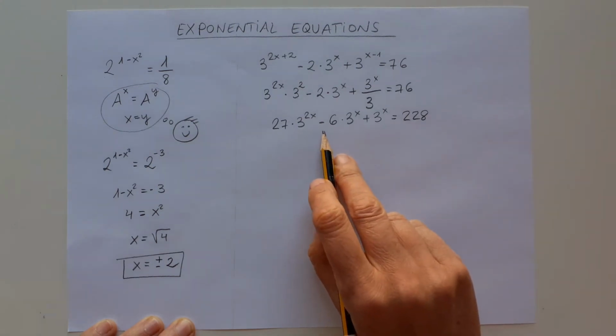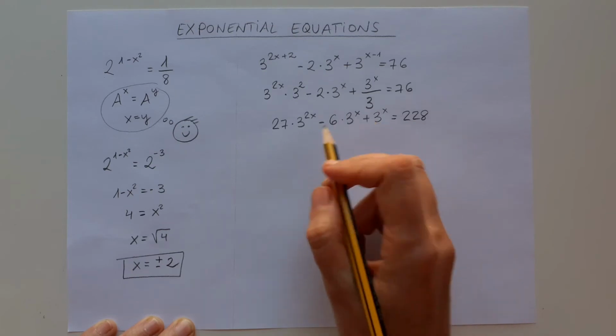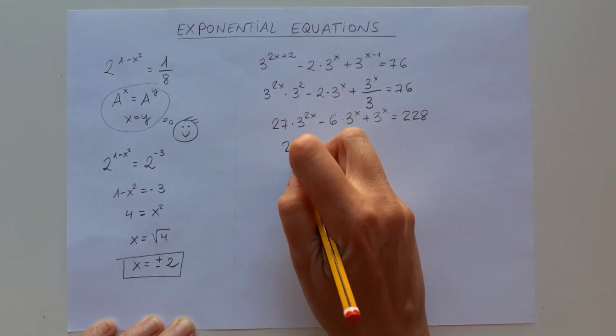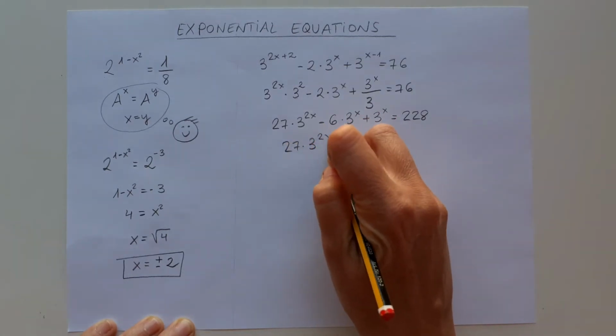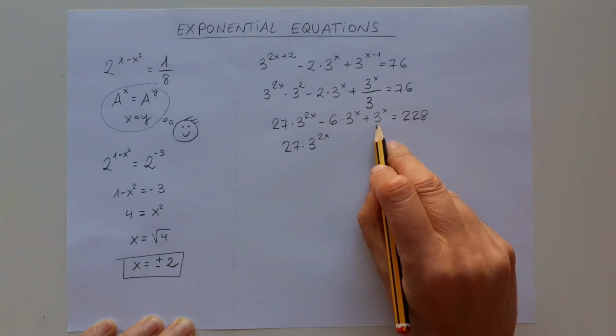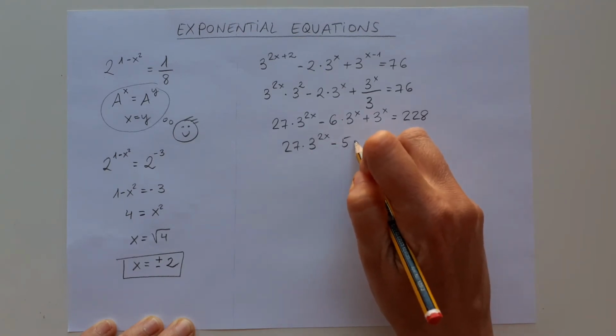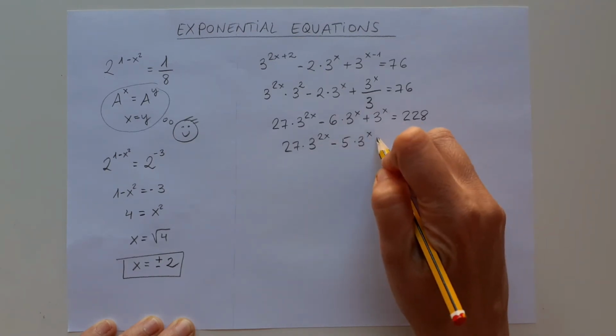Right, now let's operate with these two together because they are similar, right? So I can write that this is 27 times 3 to the power of 2x, minus 6 plus 3x plus 1, 3 to the power of x equals minus 5 times 3 to the power of x.